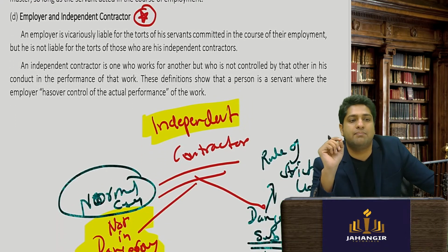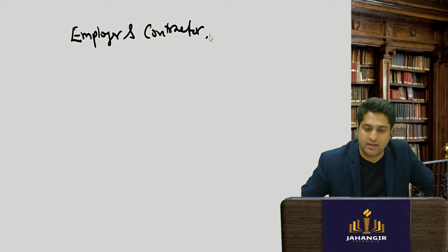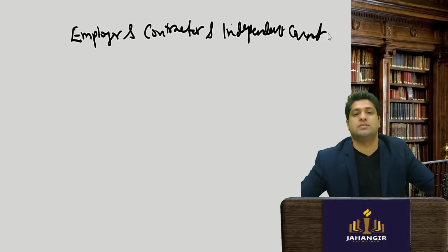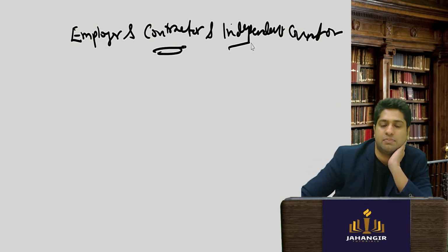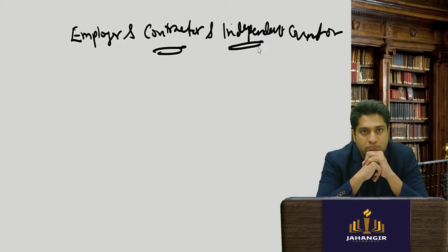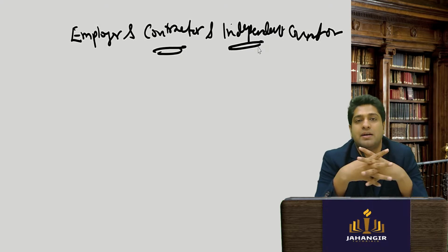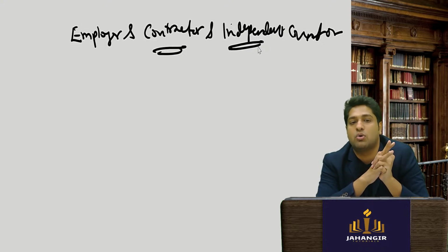Now we come to employer and independent contractor. Okay, now pay attention. Now we are doing the employer and independent contractor. What happens in that case? Pay attention. Normally, what is the difference between a contractor and an independent contractor? A contractor is working under the control of the employer, whereas an independent contractor is independent. He gets his own people. He works as per his own direction. There is no day-to-day control of the employer.